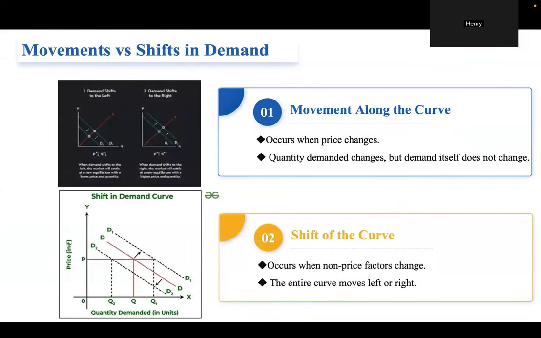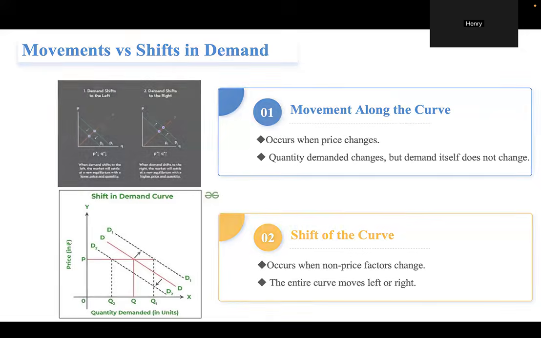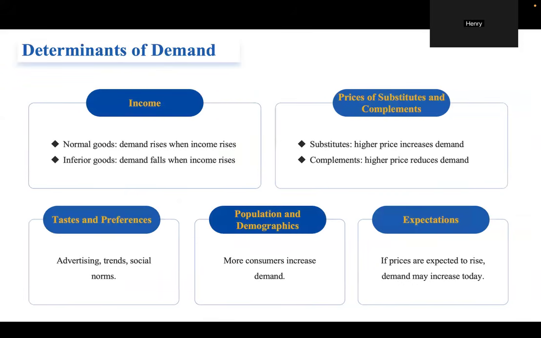Now, we must distinguish between movement along the demand curve and a shift of the curve. Movement along the curve is caused by a change in price. A shift of the demand curve is caused by changes in other factors. This distinction is essential for exam questions and real-world analysis. Now, let's explore the main factors that shift demand.